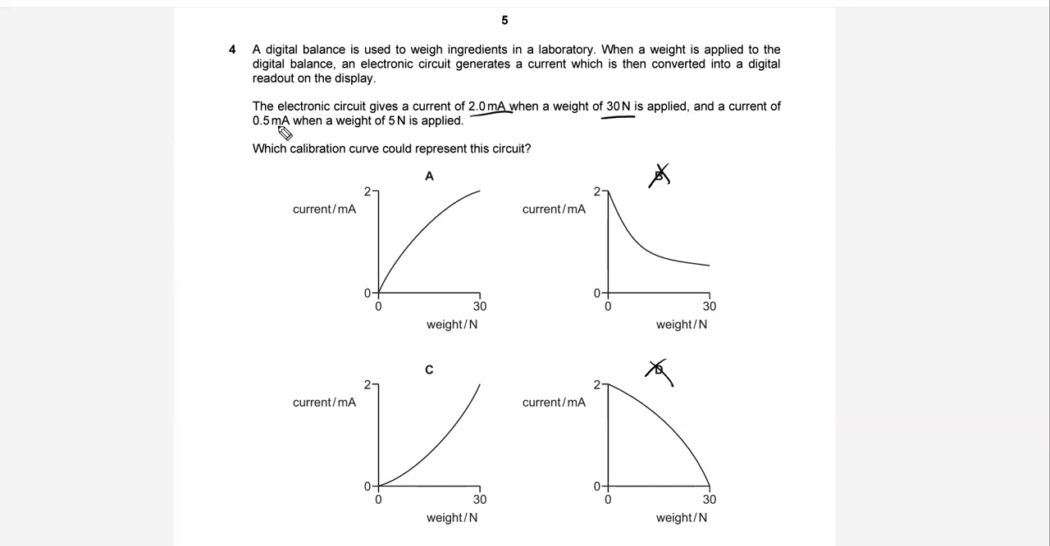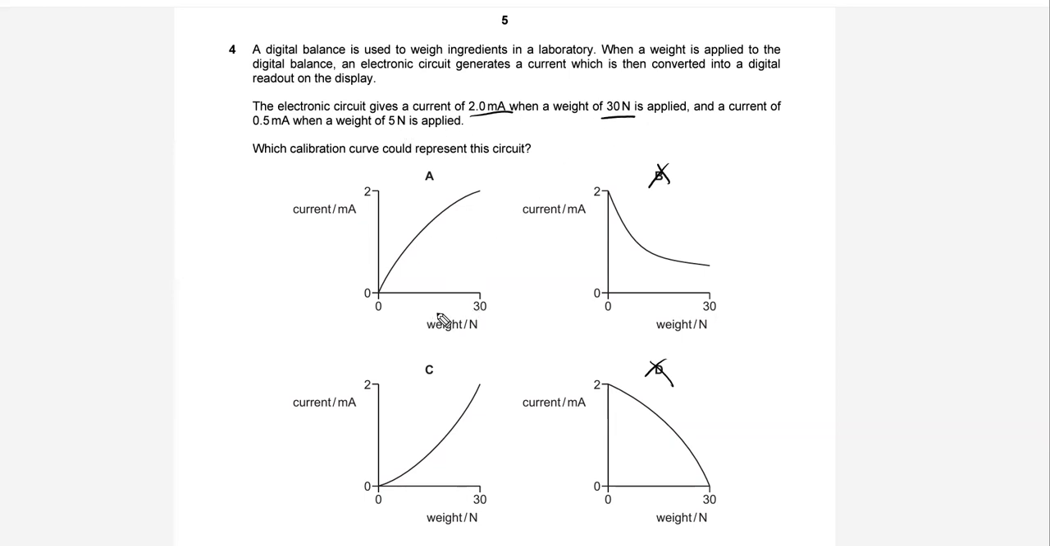Well, if we look at the other data point, half a milliamp corresponds with a weight of 5 newtons. If it were a line, then we could just say, if half a milliamp was 5, then 1 milliamp would be 10, and 1.5 would be 15, and 2 milliamps would correspond to 20 newtons, but it doesn't. It tells us that 2 milliamps is actually 30 newtons. So we're not getting up to the weight that we need quickly enough, right?